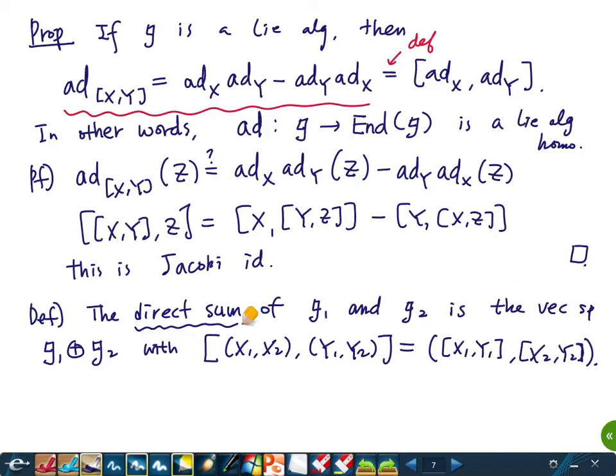So now let's consider what happens in this situation. Let's say G is the direct sum G1 ⊕ G2, and consider two elements, X in G1 and Y in G2.